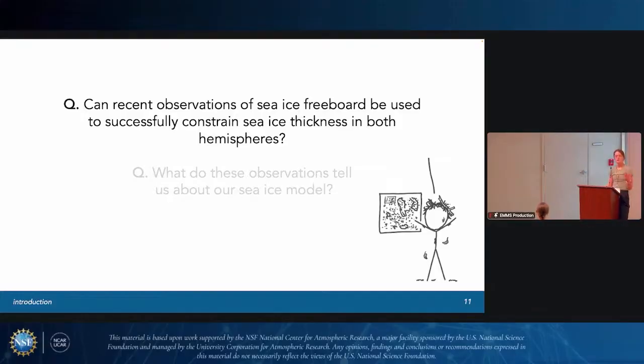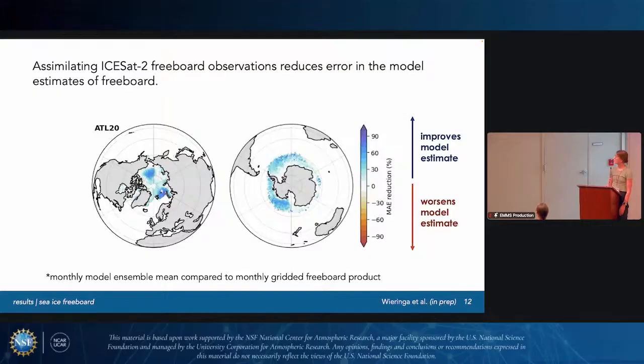To do so, we're going to assimilate our product of daily along-track gridded freeboard estimates into an ensemble of CESM simulations, and we're going to validate against a number of different products for both sea ice thickness and snow, which will become important later on. I'm going to note that what I show for validation products are monthly gridded estimates of sea ice thickness. It's difficult to validate daily data in a spatially comprehensive manner. If you're interested in that, there are some buoy comparisons I can show you later. But our first step is to compare the assimilation impact on the model's estimates of freeboard.